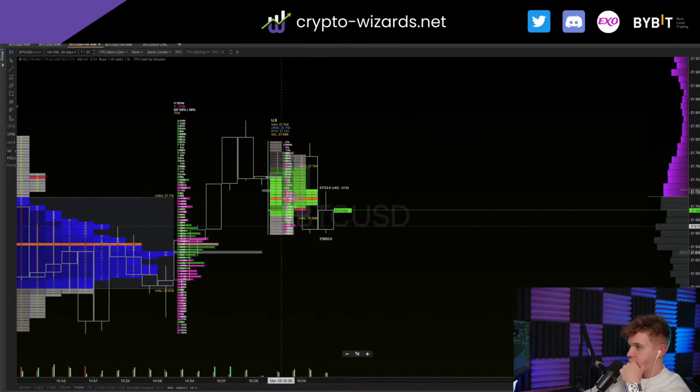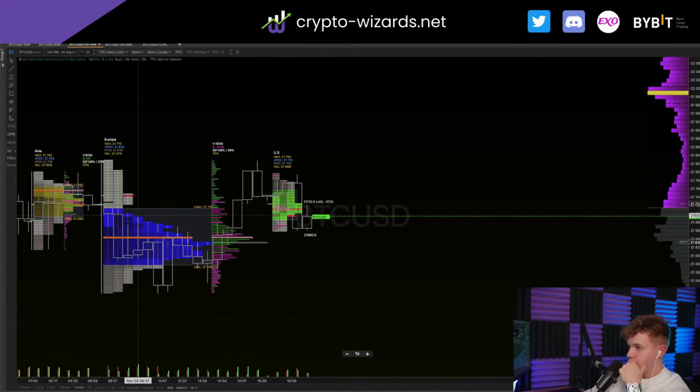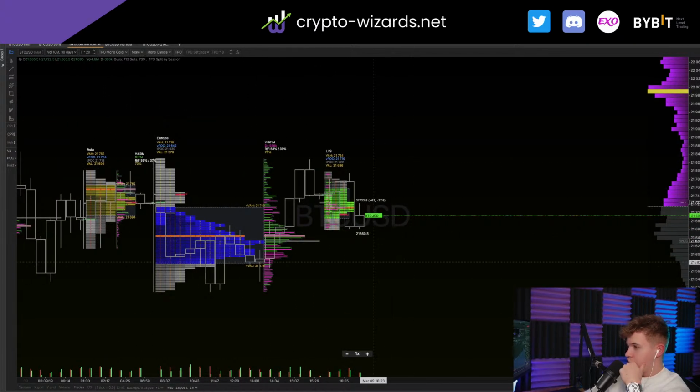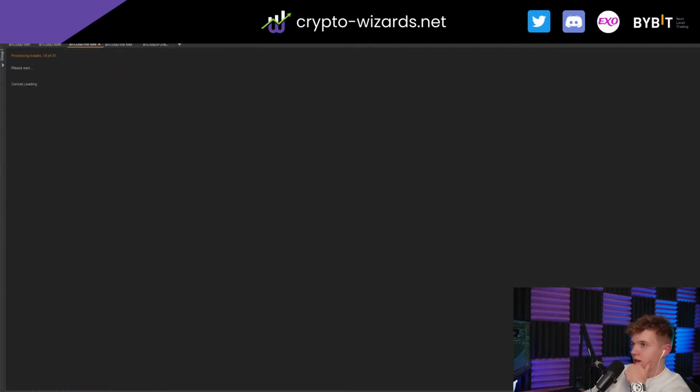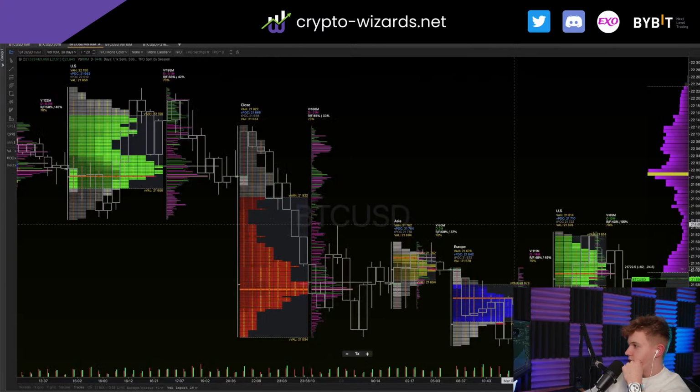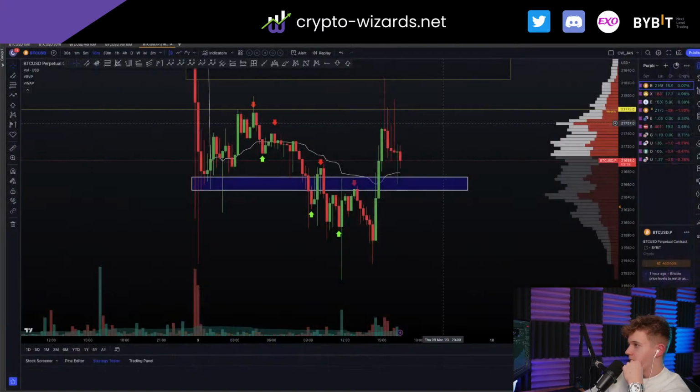Okay. Yeah, still the value area is being developed above the London one. That's it. Now we need to get it back. Should be okay. Yes, perfect. We got it.